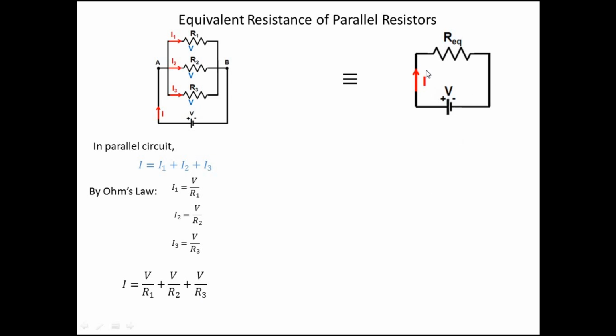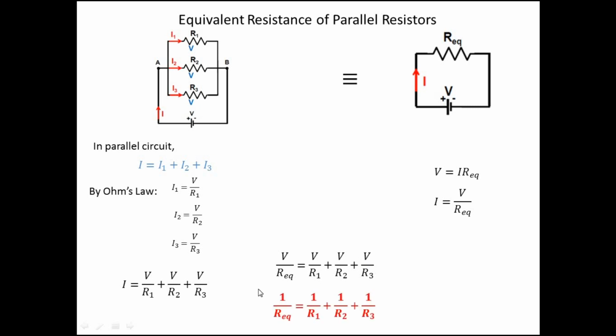And in case of a single equivalent resistor, Ohm's law will be V equal to IR equivalent, or I equal to V by R equivalent. So we can equate this I and this I, or V by R equivalent can be replaced by this I. So it will become V by R equivalent equal to V by R1 plus V by R2 plus V by R3. Again, we can divide the whole equation by V.